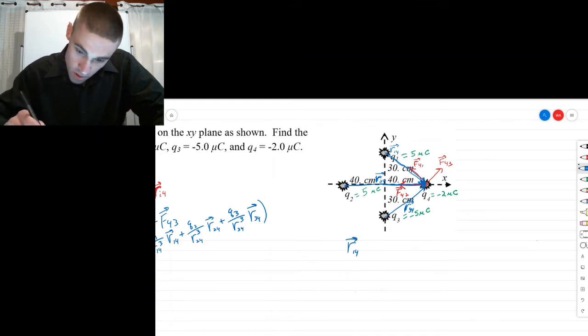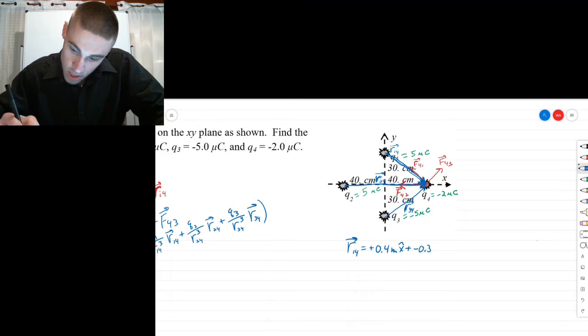So R14 is this vector going from 1 to 4 here. It goes down 30 centimeters and to the right 40 centimeters. Another way of saying to the right 40 centimeters is plus 0.4 meters x hat. And it's going to go down 30 centimeters, so that would be minus 0.3 meters in the y hat direction. And what's the length of this guy? Well, we all know about 3, 4, 5 triangles. This is a 0.3, 0.4, 0.5 triangle. So the length here would be 0.5 meters.